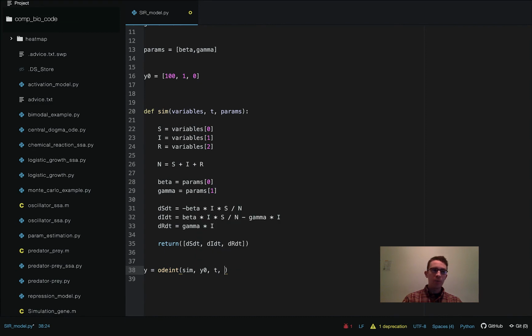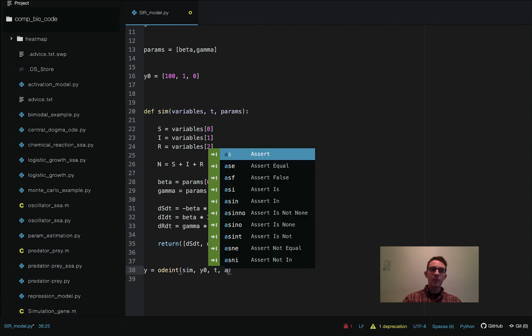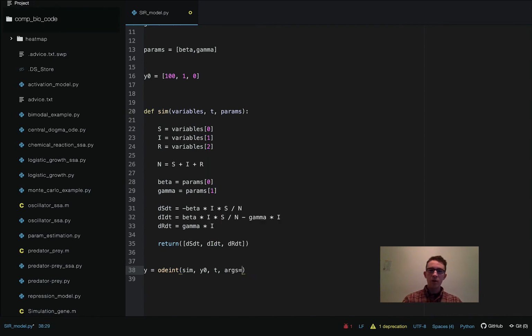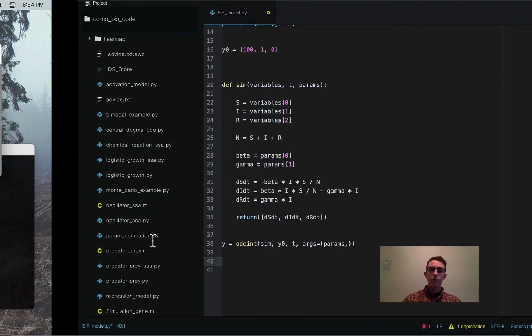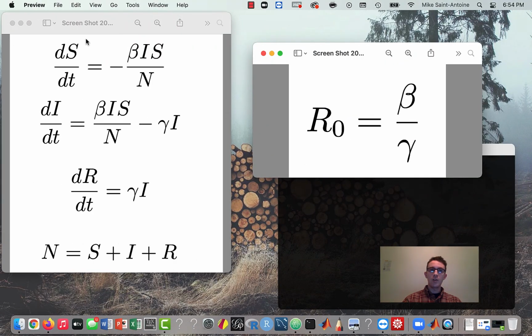And then, kind of weird syntax here, it's going to be args equals parentheses, params, comma, close parentheses. So just trust me on the syntax for that. I know it's kind of weird, but hopefully you can take my word for it for now. This is going to give us an output matrix, which will have a row for every time point, and then a column for every variable we're solving for.